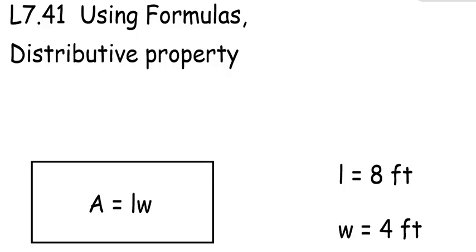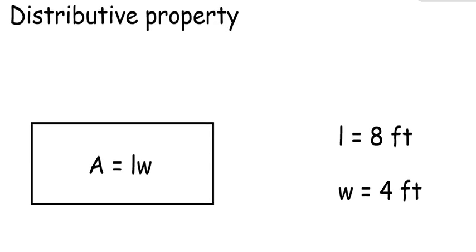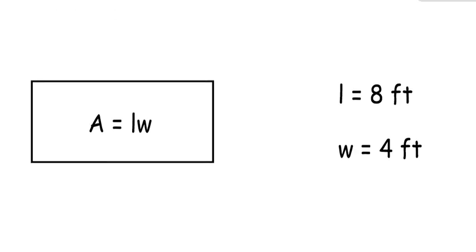Basically, distributive property is something you know already. You just have never really seen it called that before. All right, let's start with our formula. Area equals LW, and you know that L stands for length and W stands for width.